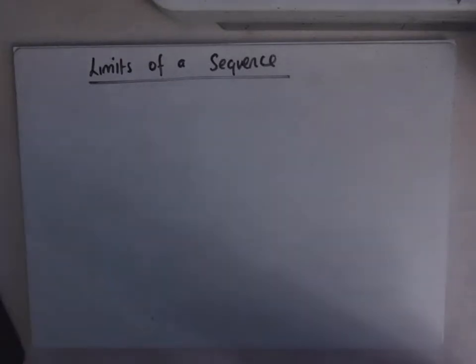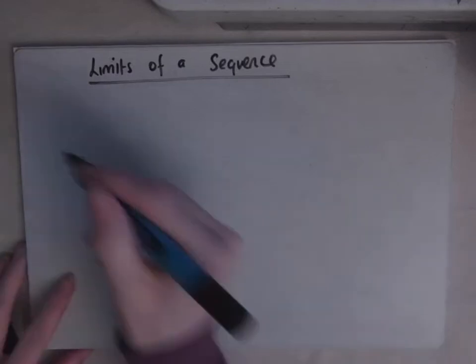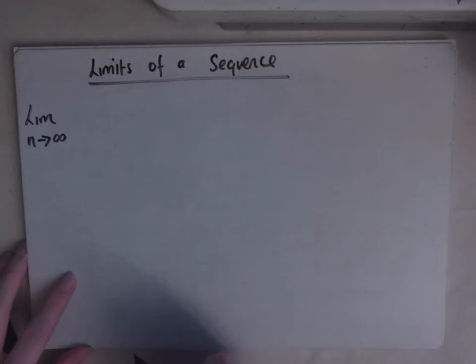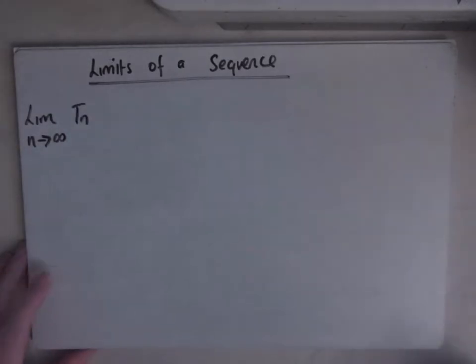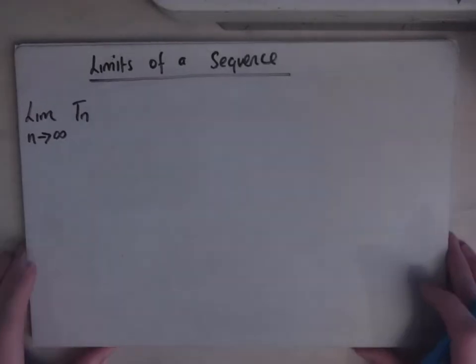Okay, so this ties in perfectly with the revision you were doing because you did limits in functions. So we're going to have a little look at a limit of a sequence. So for example, the limit as n goes to infinity of Tn. Okay, so as n gets increasingly bigger, or as n tends to infinity, we're trying to get the limit of that sequence.